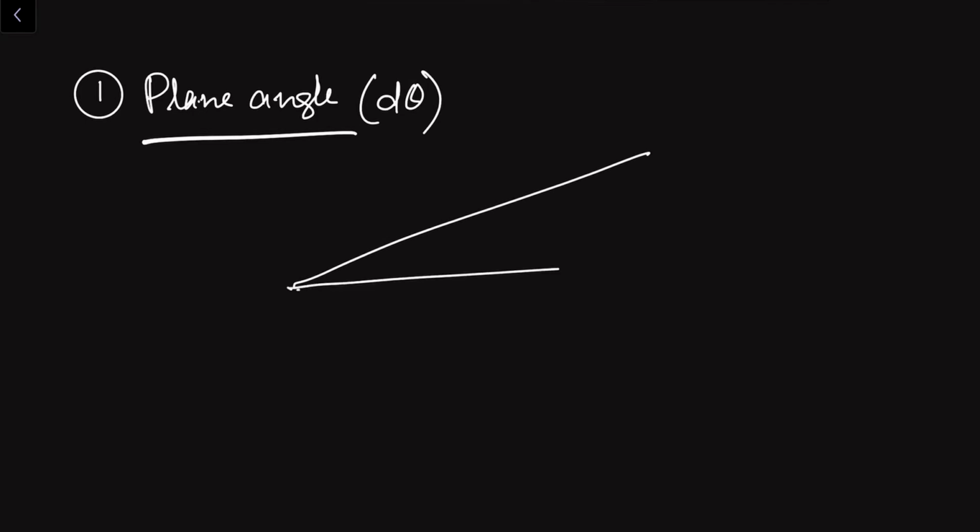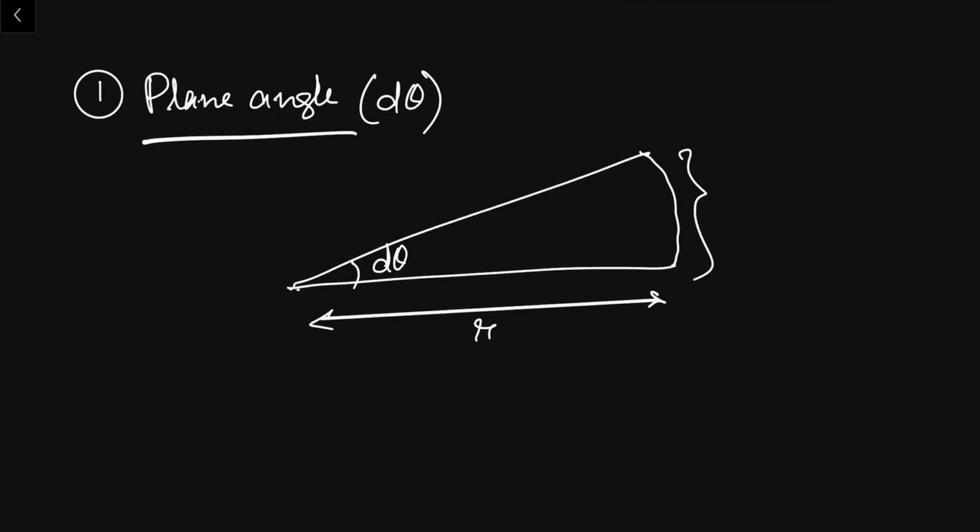There are 2 more units. The first one is the plane angle. Plane angle is denoted by d theta. This plane angle is the ratio of the length of arc to the radius. Suppose we have an angle like this, and this is the arc. Suppose this angle is d theta and this radius is small r. The definition of plane angle is the ratio of the length of the arc, and suppose this length of the arc is ds.